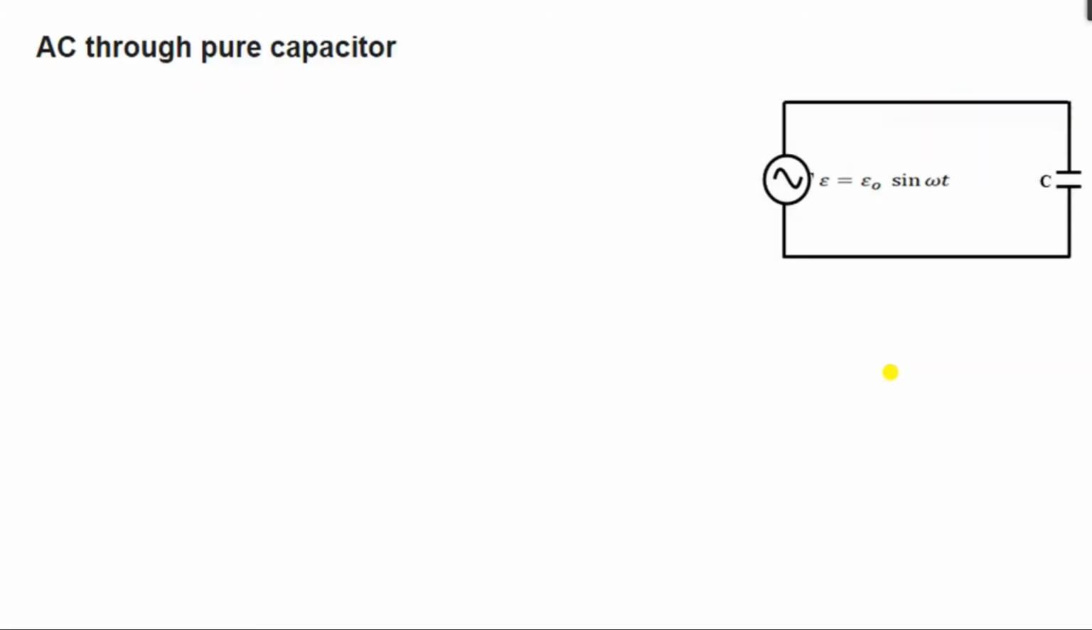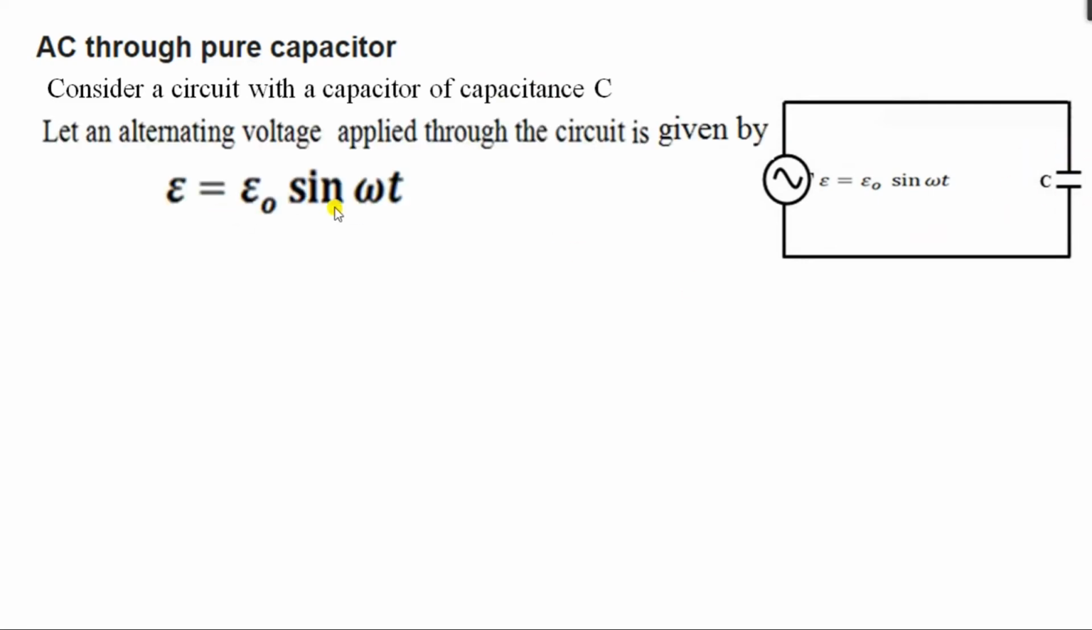Now let's derive the expression for voltage and current for the capacitor circuit. We are considering a circuit with a capacitor of capacitance C, and we are applying the alternating voltage E = E0 sin ωt, and in some books you may get V = V0 sin ωt or V = Vm sin ωt. So please don't get confused. E0 is the peak value and ω is the angular frequency of the current.